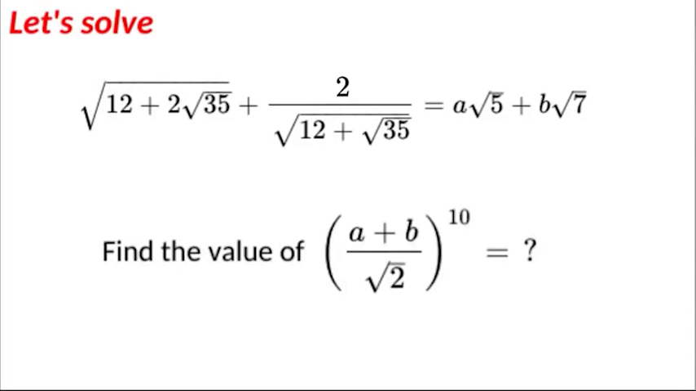Today we have a radical problem with the square root of 12 plus 2 square root 35, and we have the reciprocal over here. We need to convert it into a square root 5 plus b square root 7 and then solve this combination down here. So maybe pause the video and give it a try and see how you get on.